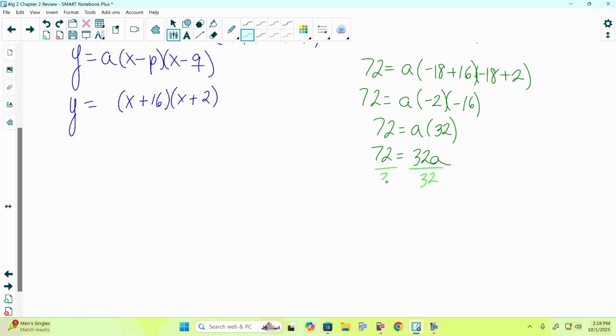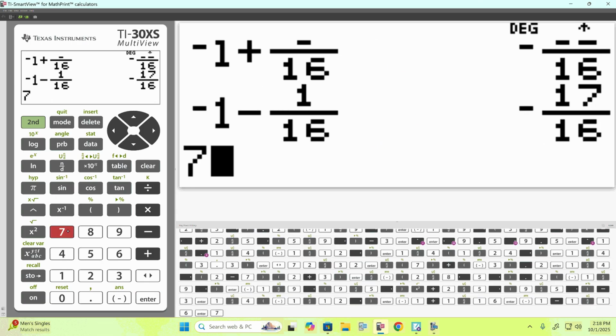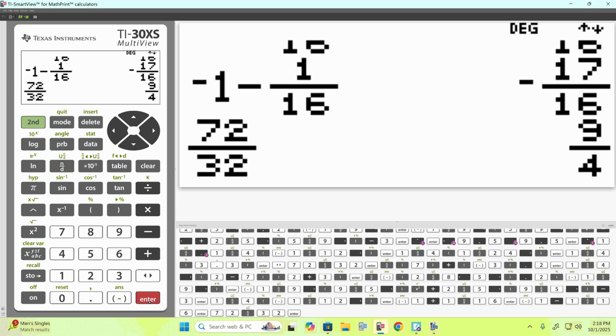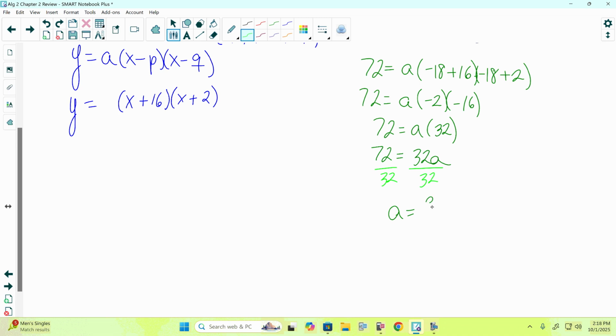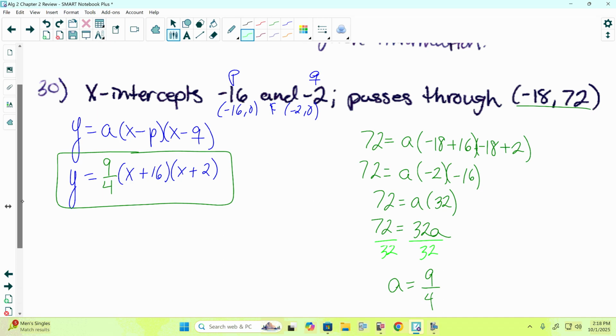Last thing we need to do is divide both sides by 32. I'd grab a calculator and say 72 over 32 is 9/4. If it does give you a decimal, we can use the button above enter to convert it back to a fraction. And now that we have the value of a, we can plug it back in. Questions on given the vertex in a point or x-intercepts in a point, find the equation?